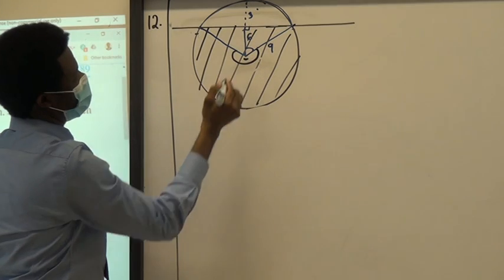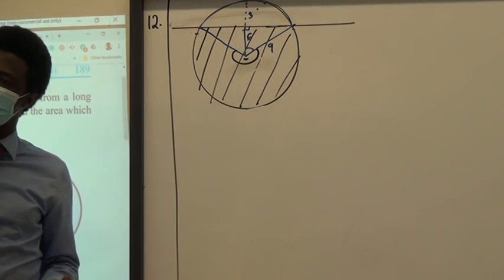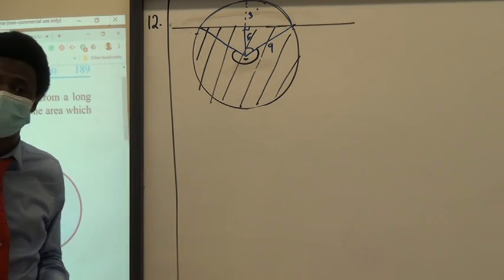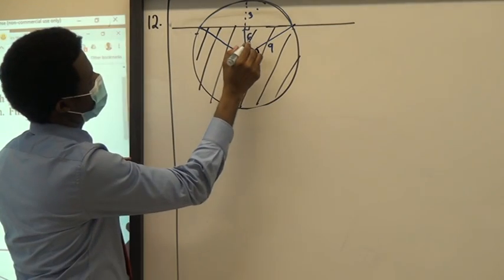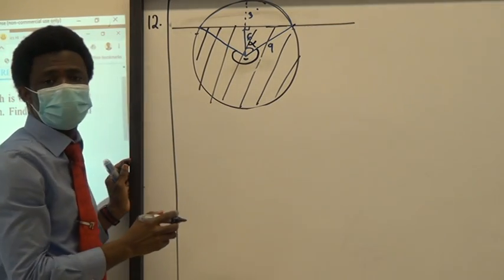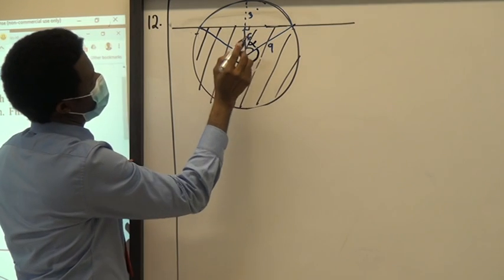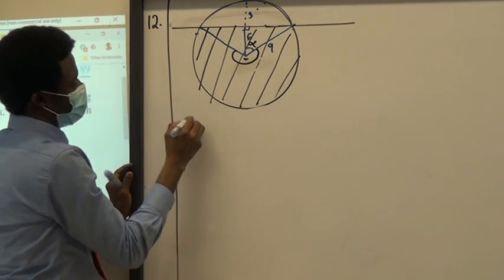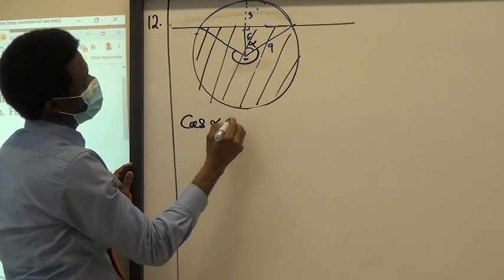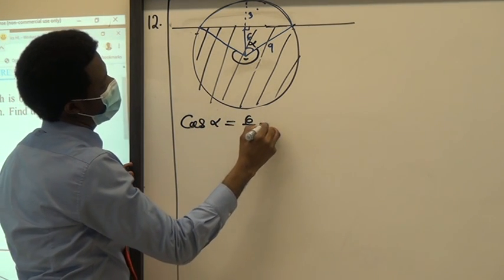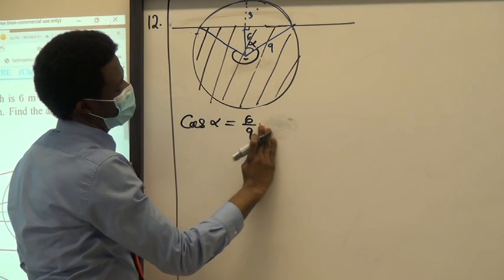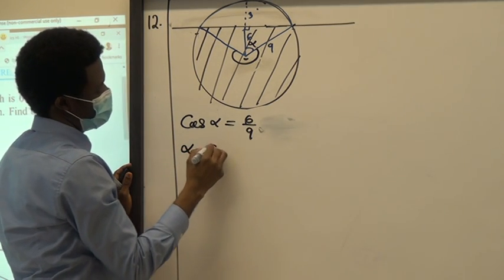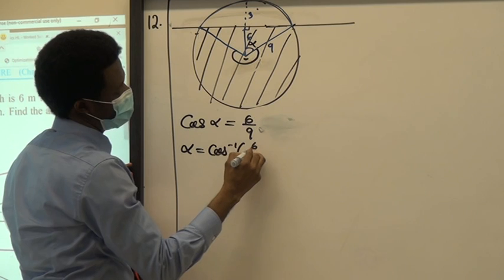So how do we find the area without knowing the angle at the center? That is why you need to work out the angle first. So we use our SOHCAHTOA. If this angle is alpha, for example, opposite is here, so we are dealing with adjacent and hypotenuse, and that is cosine. So you have to use cosine of alpha is equal to 6 over 9, which is 2 over 3. We don't even care about the simplified form. Alpha is arccos of 6 over 9.